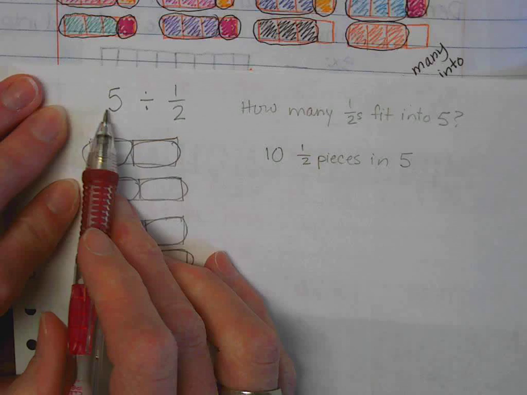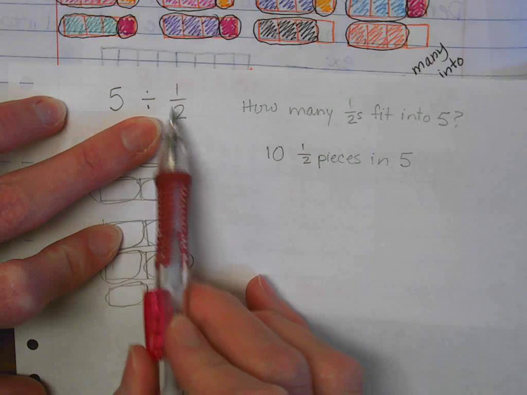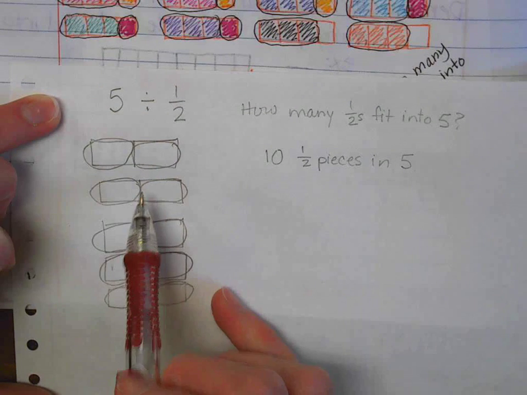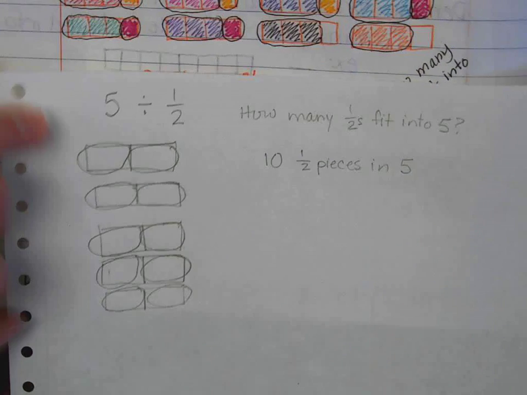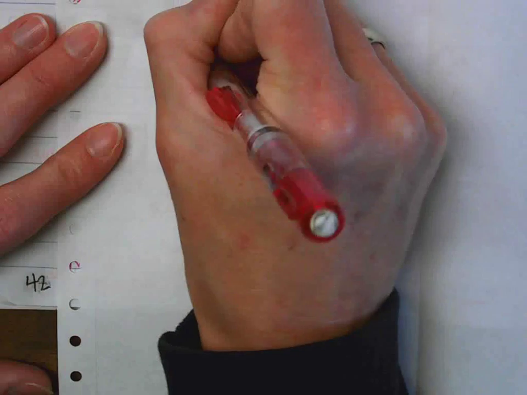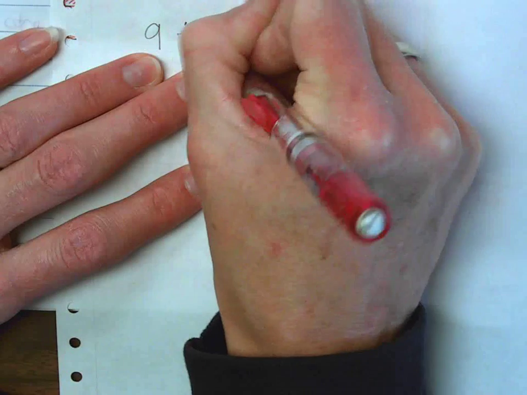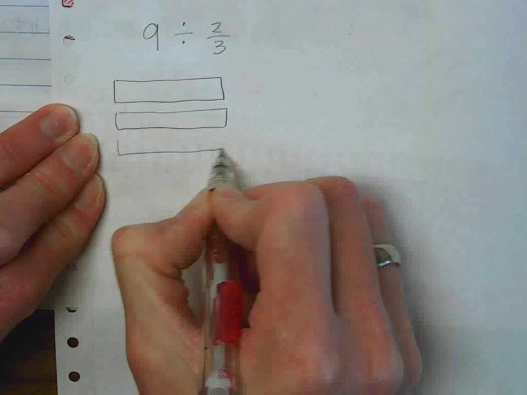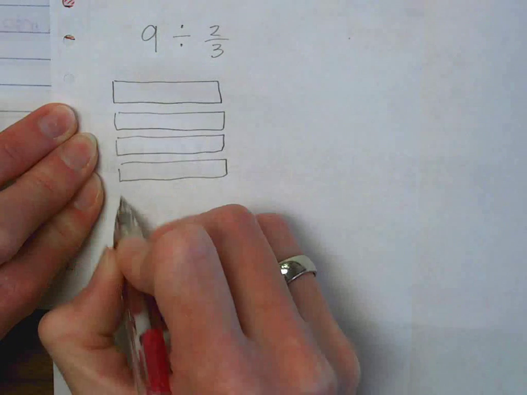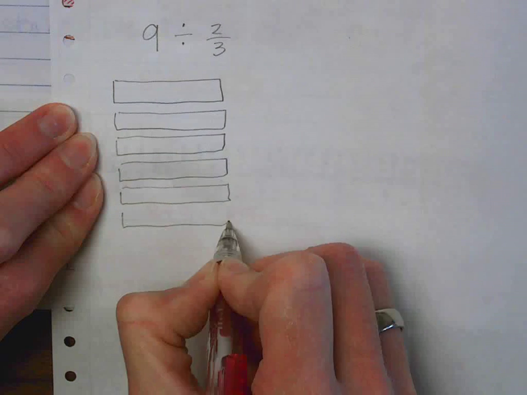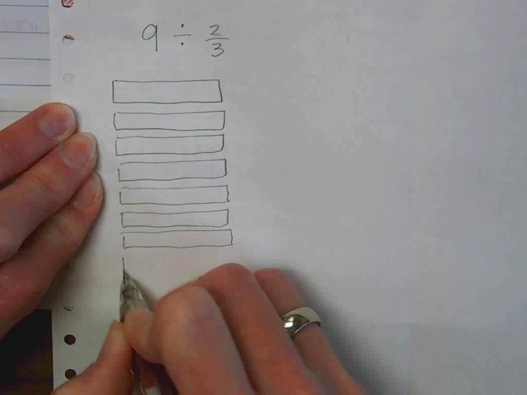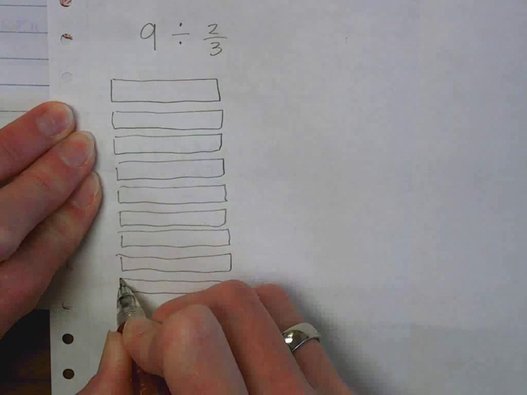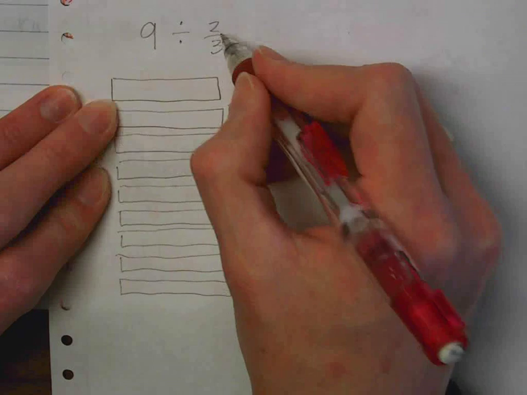Okay? Does everybody understand that? You take what you have and you cut it into the fractional size that you need, and then you circle what you need, and that's what gives you the answer. Okay? So let's try another one. What if I tell you that you have 9 and you're dividing it into 2/3? Okay, so how many tapes do we have to draw? 9 tapes, so there's 1, 2, 3, 4, 5, 6, 7, 8, 9 tapes, yes?